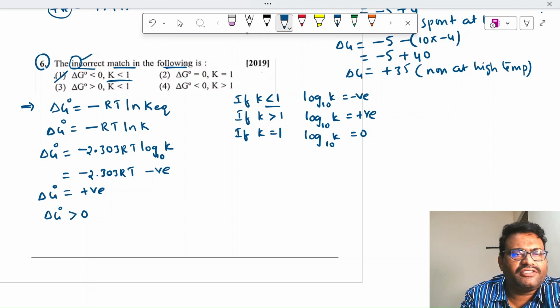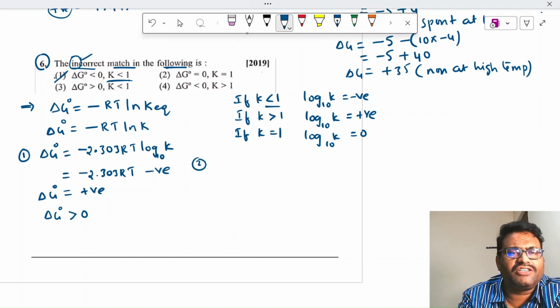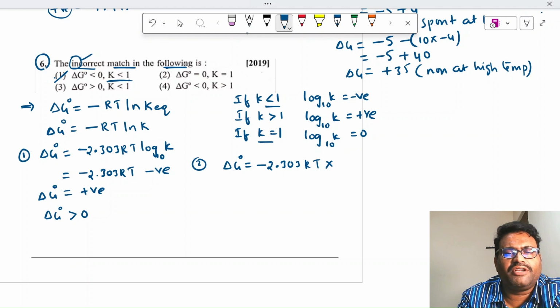Second option let us take. Delta G naught is equal to 0 if K is equal to 1. Then what do you write? Delta G naught is equal to minus 2.303 RT into log K. If K is equal to 1, log K will be equal to 0. So delta G naught will be equal to 0. Understood?